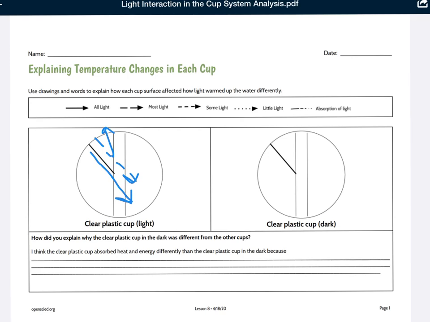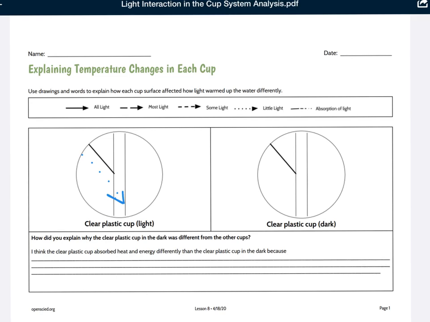Okay? Maybe you think something a little bit different. So I'm going to erase this stuff. Maybe you think that only a little bit of light is getting through. Okay, so if that's the case, then you would just use dots, and you put a little arrow at the back of it like that. And that would show you understanding that you think maybe just a small amount of light is getting through, and that the water is not heating up very much.